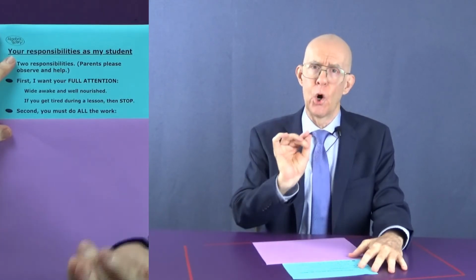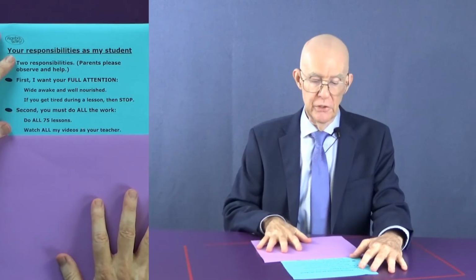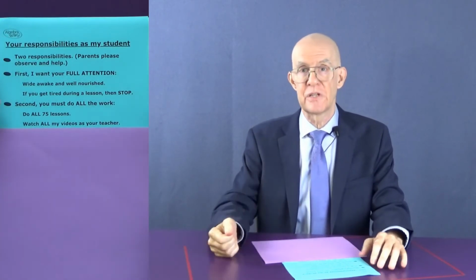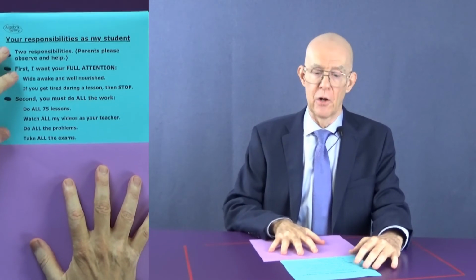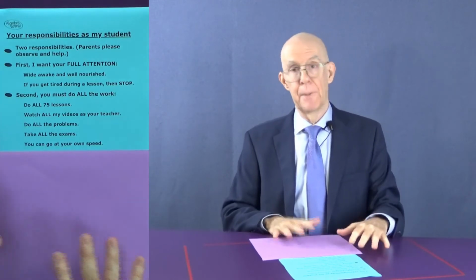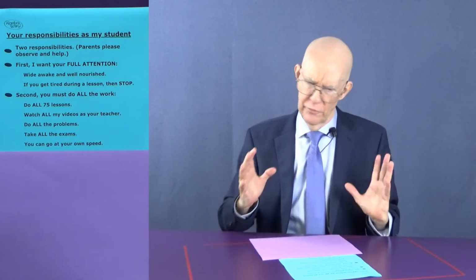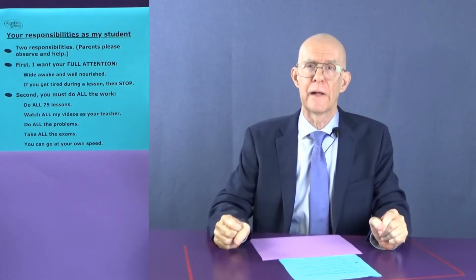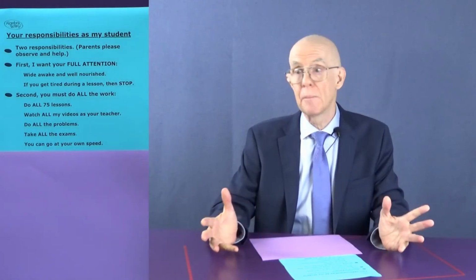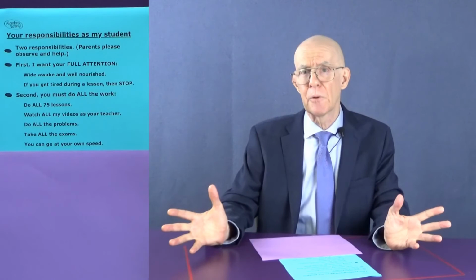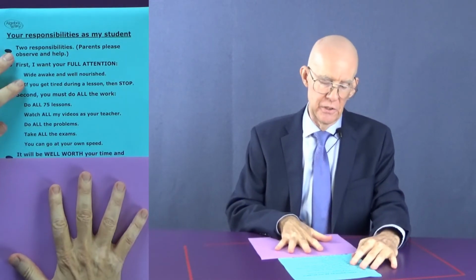Second, you must do all the work. That means you need to do all 75 lessons. It's a lot of work. You've got to watch all the videos of me as your teacher, and there's a lot of them. You have to do all the problems and take all the exams. But you can go at your own speed. So if you're really smart and think, I'm going to do this really fast, you might be able to get through the whole algebra course in a couple of months. Or if you want to go really slowly, you might take a couple of years. I think most people will take somewhere between 8 and 9 months to get through the course. But that's up to you.